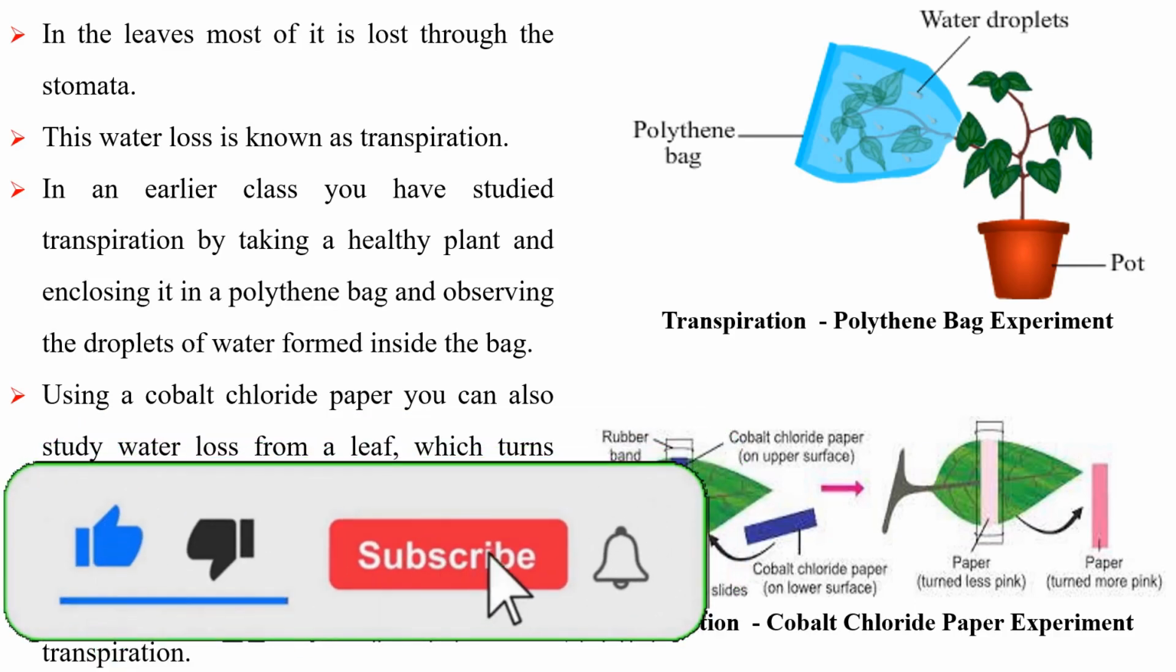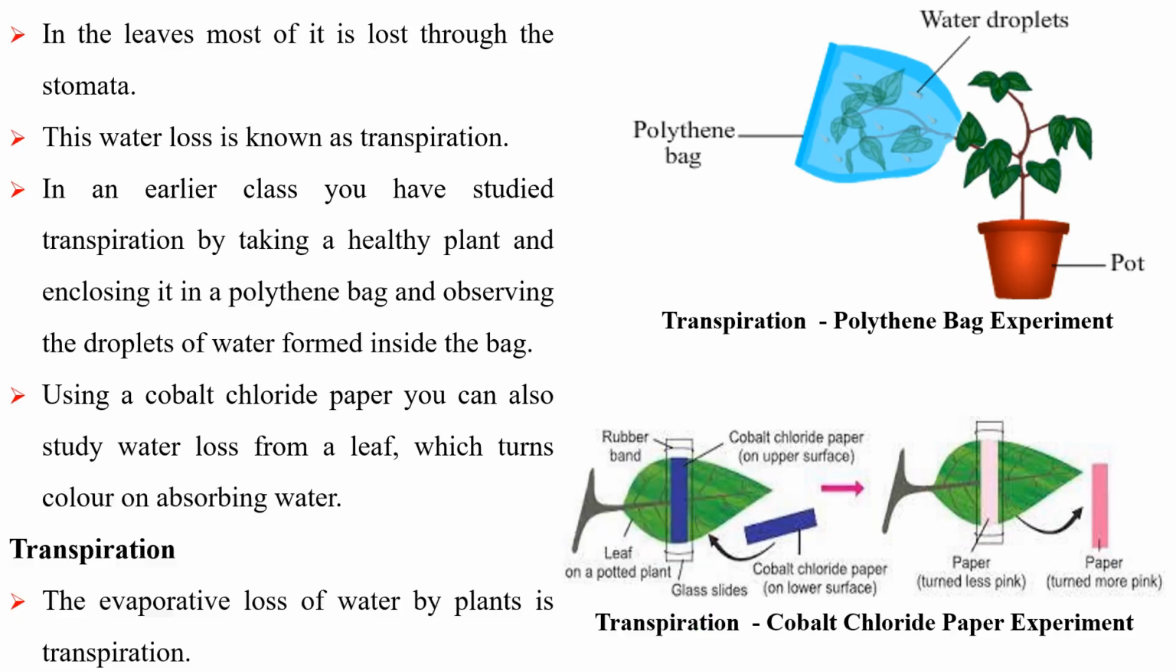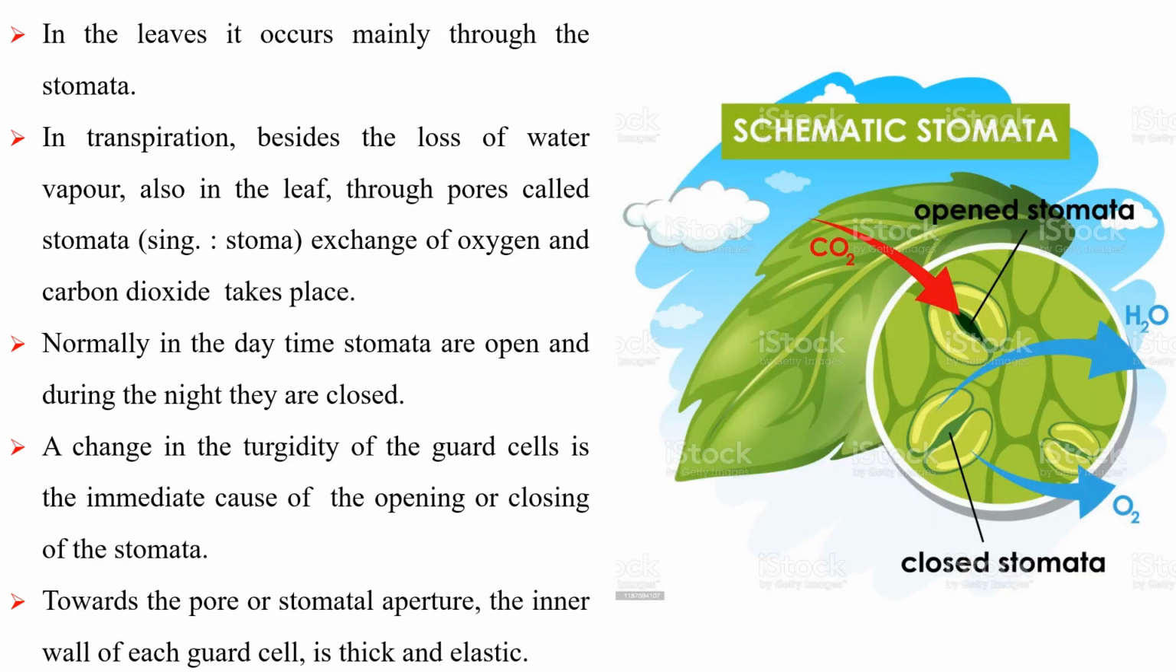In an earlier class, you studied transpiration by taking a healthy plant and enclosing it in a polythene bag and observing the droplets of water formed inside the bag. Using cobalt chloride paper, which turns color on absorbing water, you can also study water loss from a leaf. Transpiration: the evaporative loss of water by plants is transpiration. In the leaves, it occurs mainly through the stomata.